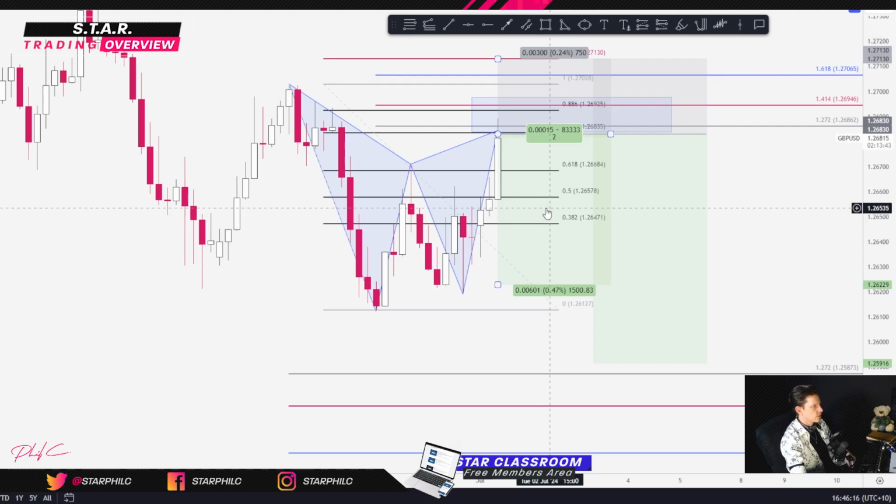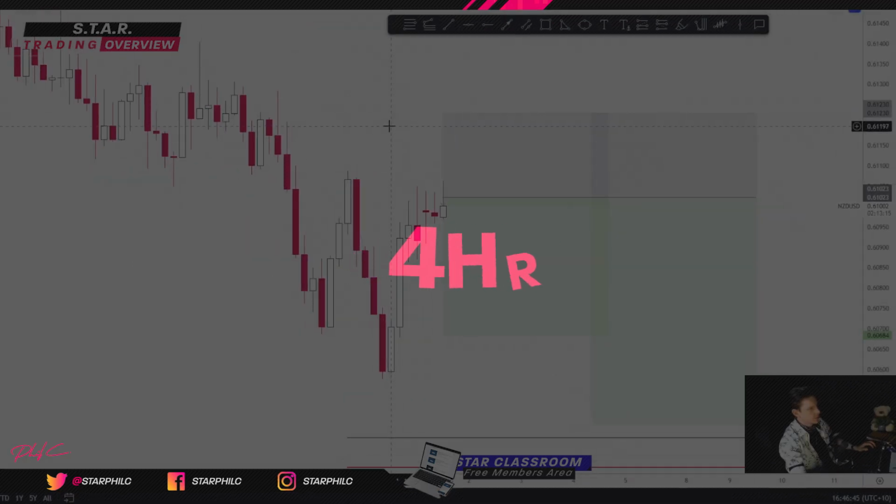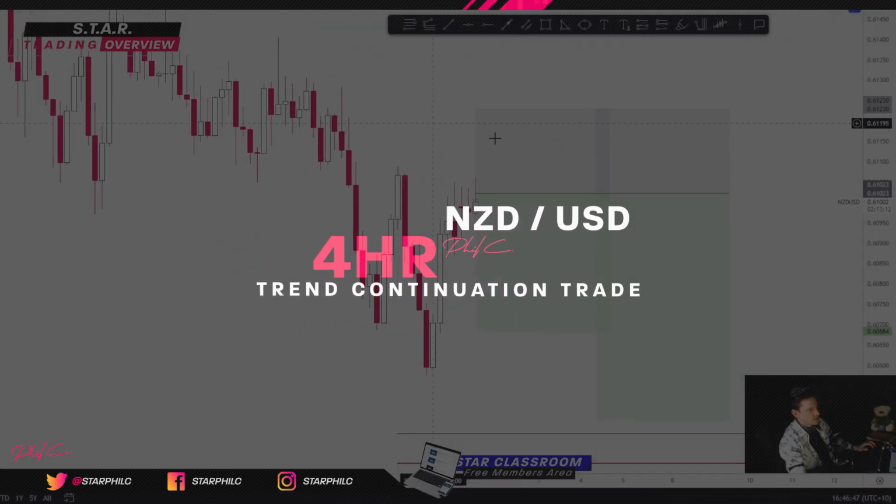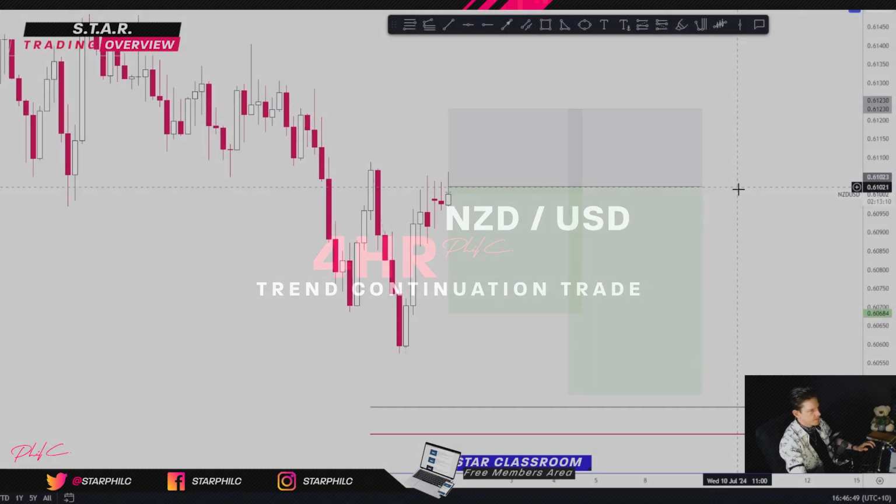One of two things is going to happen from here. It's either going to hit our targets, which is good, or it's going to stop us out. Other than that, all we do is have to show up every single day and trade the plan regardless. All right. Jumping over to our Kiwi dollar, as you can see, I've already done it here.